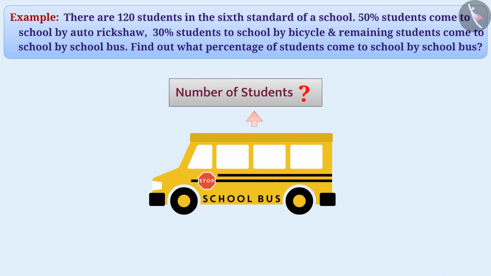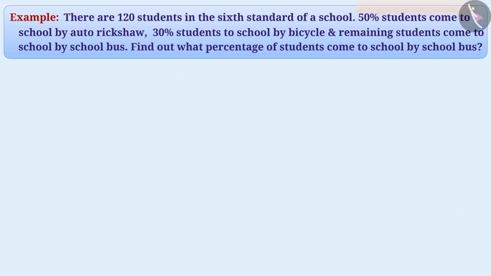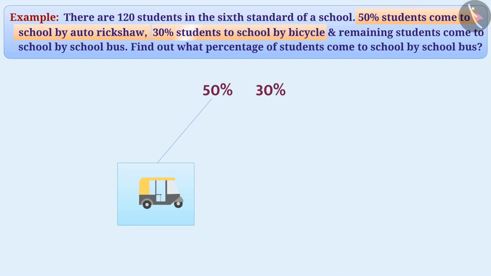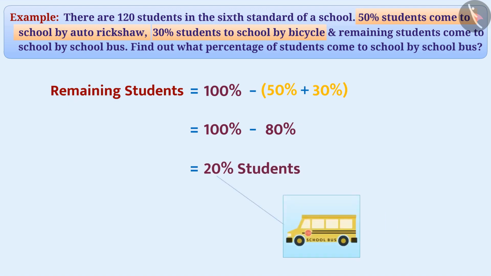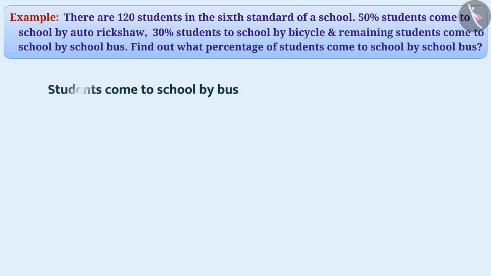We can find it by different methods. Like here, we can see that 50% of the students come to school by auto rickshaw, 30% of students come to school by bicycle, and the remaining students, that is 100% minus (50% plus 30%), which is equal to 100% minus 80%, which is equal to 20% of students, come to school by school bus. In this way, the number of students coming to school by bus is equal to 20% of 120, that is 20 divided by 100 multiplied by 120, which is equal to 24.